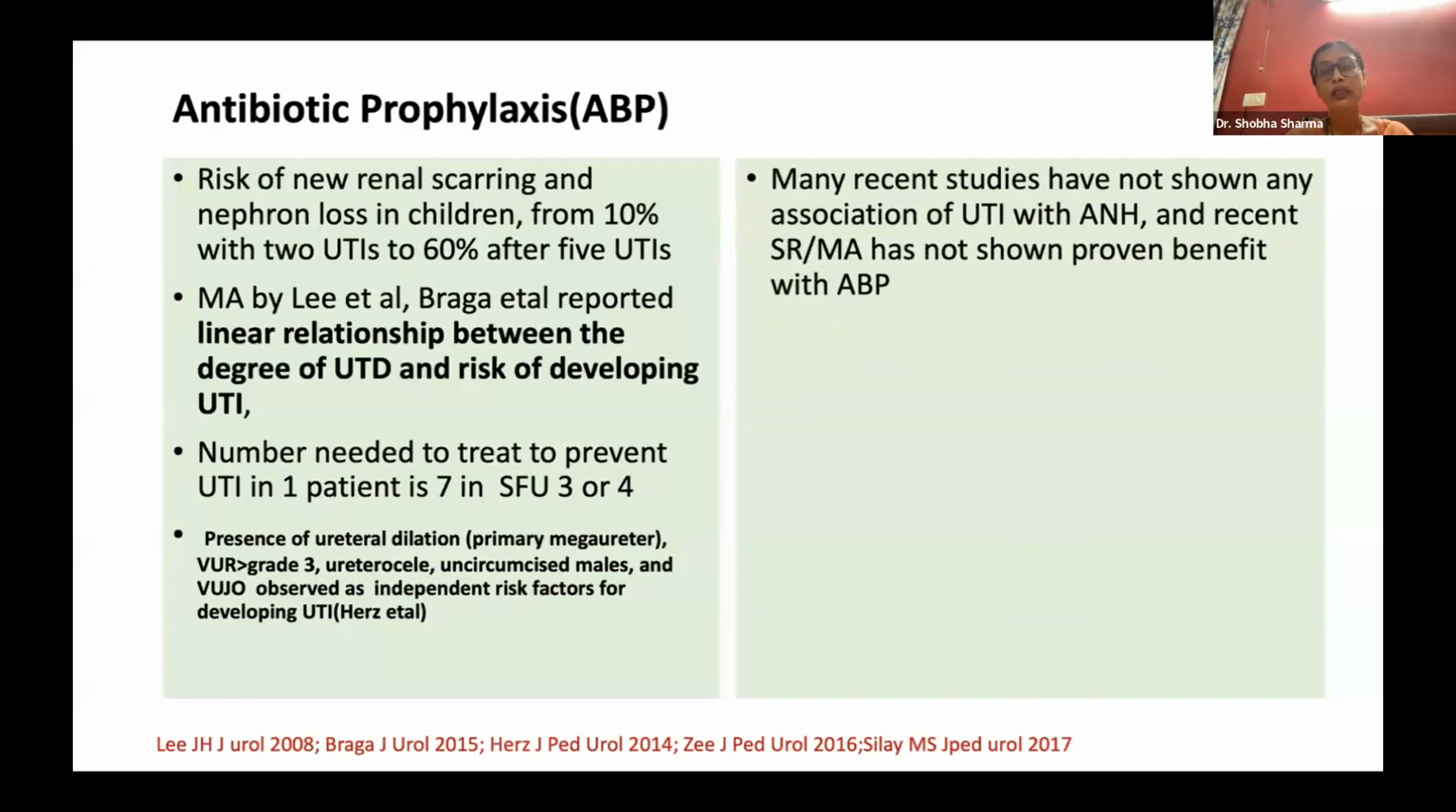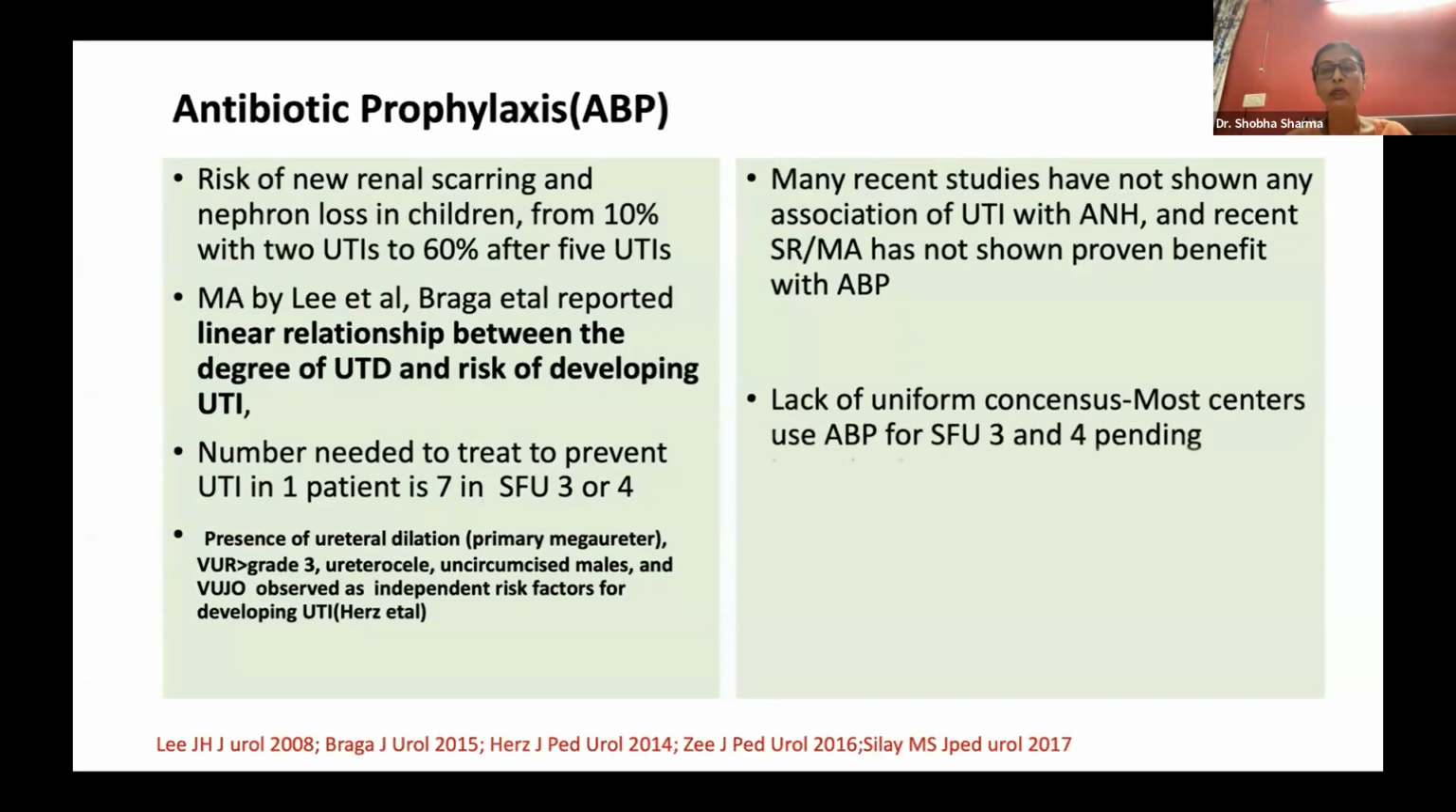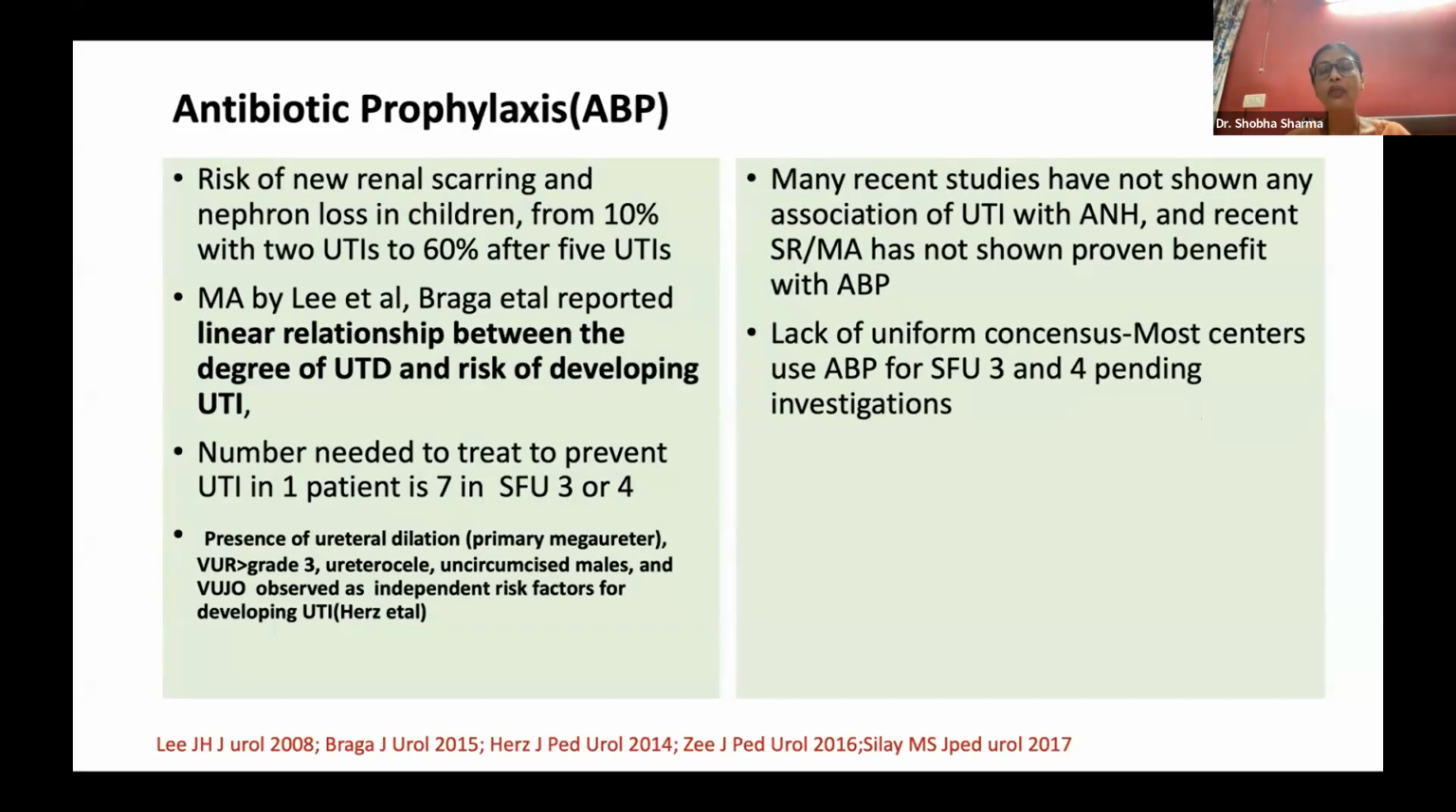But the recent studies have not found any association of UTI with antenatal hydronephrosis, and the meta-analysis which has been done has also not proven the benefit of antibiotic prophylaxis, that it can surely prevent UTIs. Therefore, there is lack of uniform consensus on its use, although many groups are still recommending the use of antibiotic prophylaxis, especially for SFU grade 3 and 4.